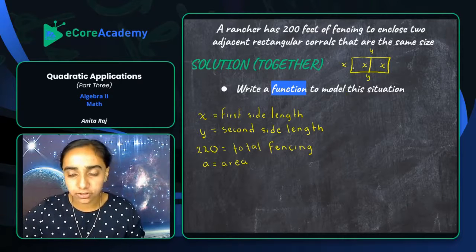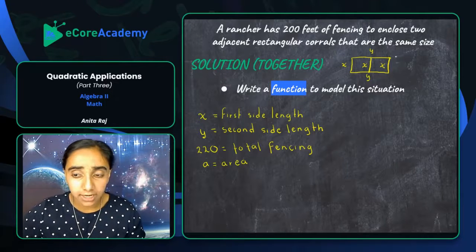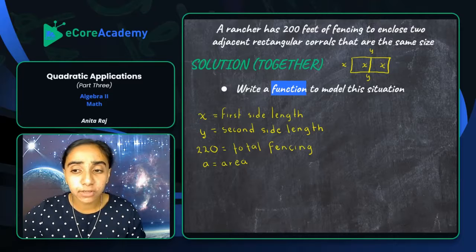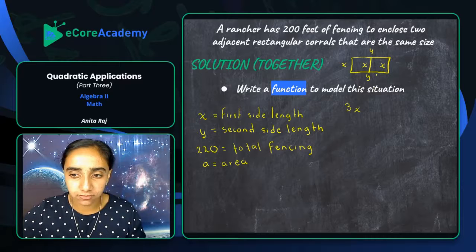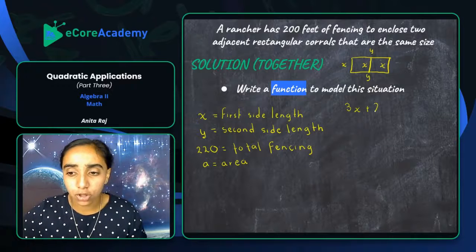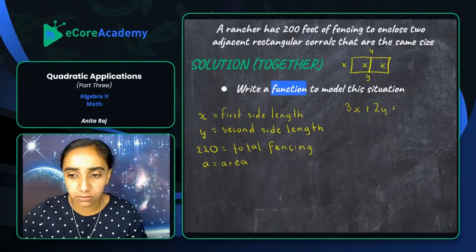So look over here. We have this x side length right here. We have an x side length right down the middle and an x side length over here. Therefore, we have a total of 3 x's. So I'm going to write 3x. And then if you look at the y's, we have 2 y's. So plus 2y. All of these side lengths together have to equal 220 feet.